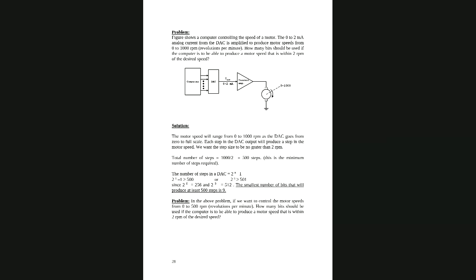What will happen now? Very simple. 500, and the step size is the same. Step size is 2 RPM, right? Same. So we will simply see how many steps I need. 500 by 2, we need 250 steps, right? So for 250 steps, yes, we need 8 bits. Very simple. Okay, so this is the very simple handout. Very simple questions we have for the digital to analog converter.